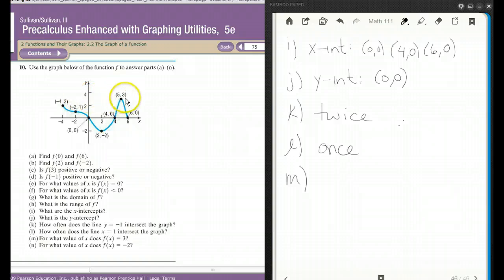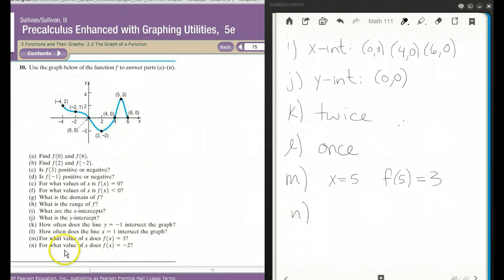So what does the input need to be so the output is 3? Well, it's written as an ordered pair. If the input is 5, the output is 3. So if x is equal to 5, then the output is 3. Or you can write that as f of 5 equals 3. Remember, input is 5, output is 3.